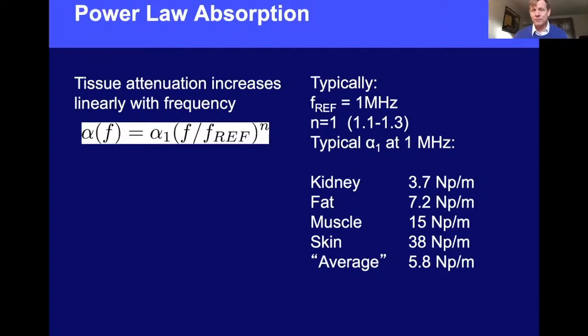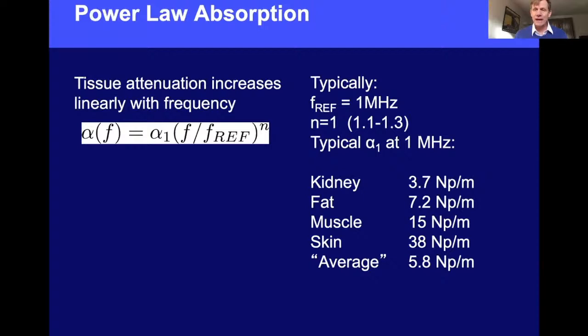And typical values for soft tissue, so kidney has a value of about 3.7, fat 7.2, muscle 15. And these properties will have a lot of variance in them. I talked a little bit about that to do with sound speed, but actually if you look at absorption properties, they vary even more strongly. Often there's anisotropy. So for example, in muscle, the absorption across the fibers will be different from the absorption along the fibers. And then within soft tissue, skin has typically the highest absorption with a value of about 38.